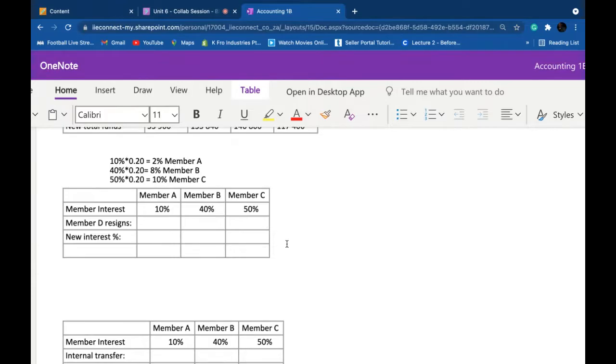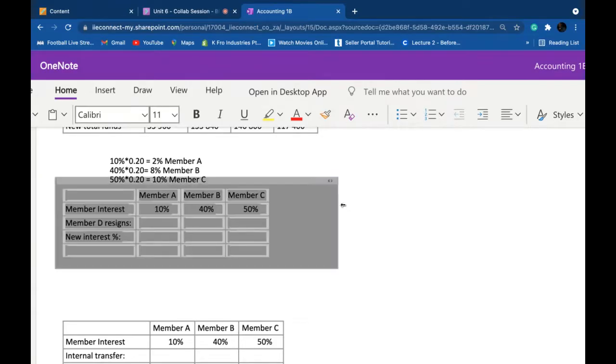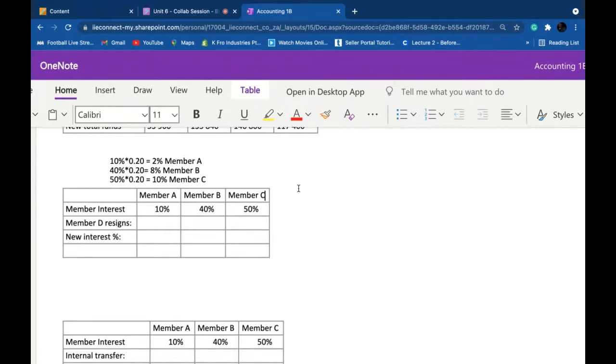Which member left here? Member B resigned. Okay, yeah. You're doing very well. Don't worry. Okay, so 10 plus 50. Thank you. Yes, 60%. 60 is the total. Yes.